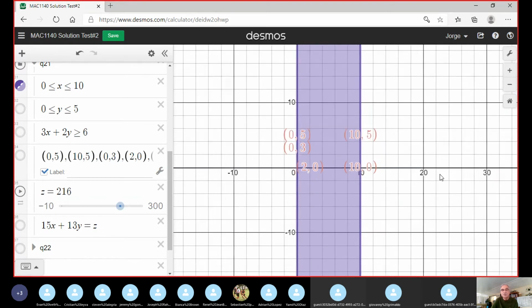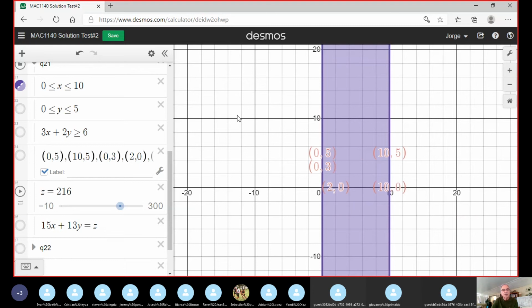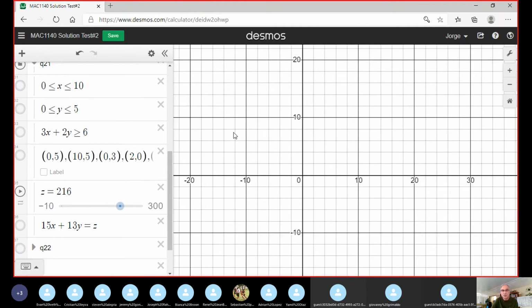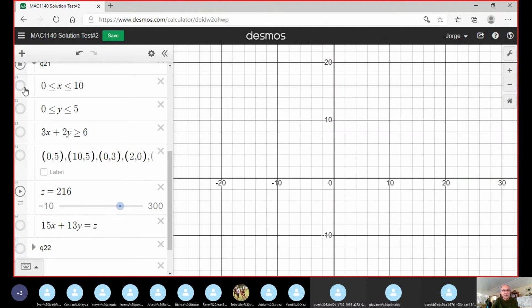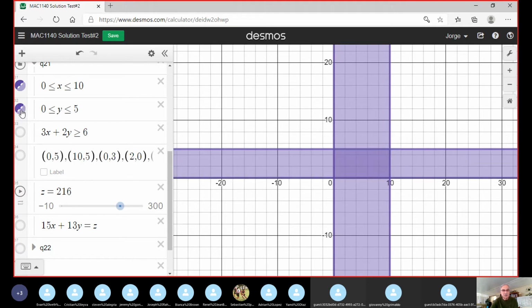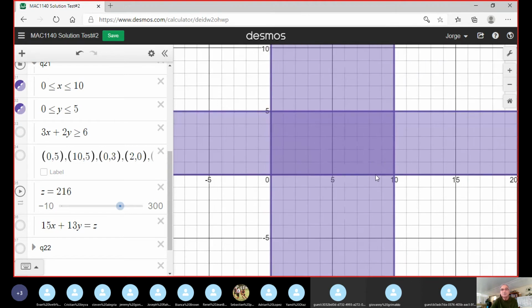Okay. This is my first inequality. And the point, let me erase this. Okay, look. At the beginning, we have nothing. Rectangular coordinate plane, plain and blank. This is the solution for the first inequality. This is 3, and between 0 and 10. Okay, it's a vertical strip. The second is like that. So far, we have this rectangle.